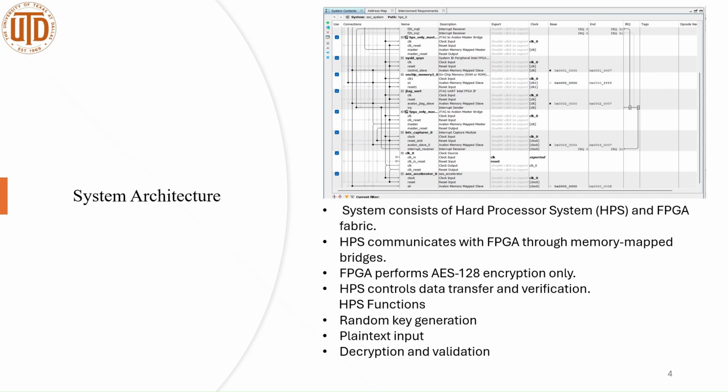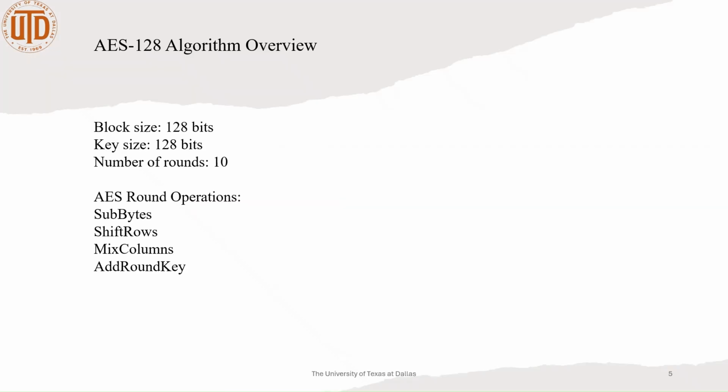Our system consists of a hard processor system and FPGA fabric. The HPS communicates with the FPGA using memory mapped Avalon interfaces. The FPGA is responsible only for AES encryption, while the HPS manages control, data transfer, and validation.